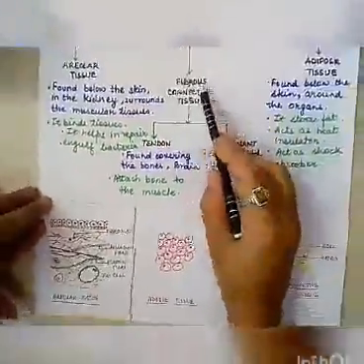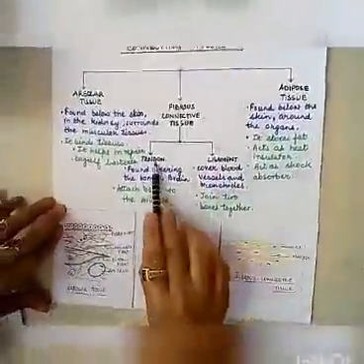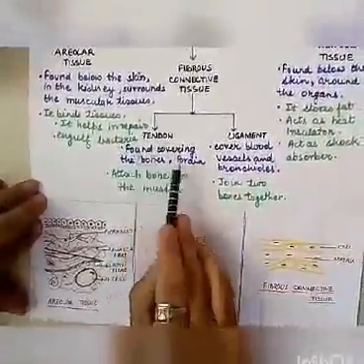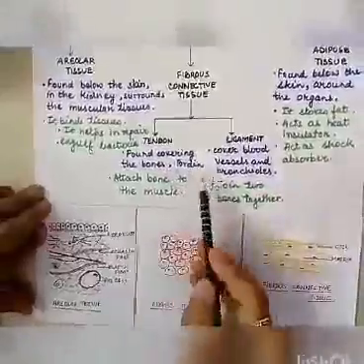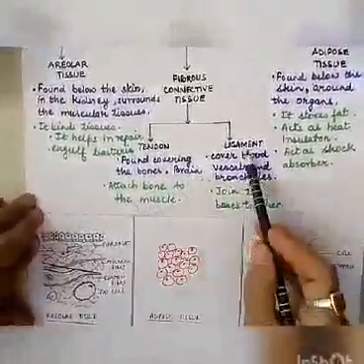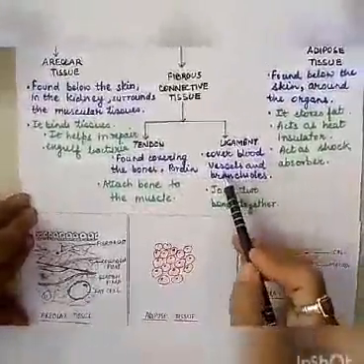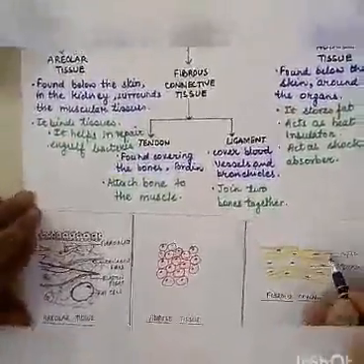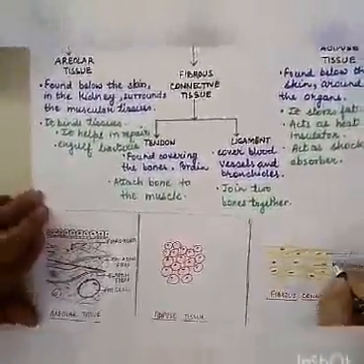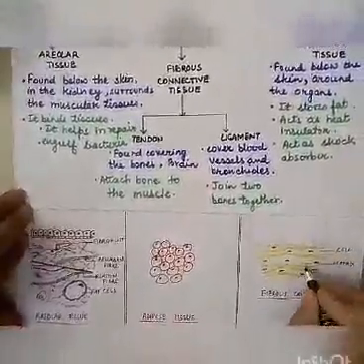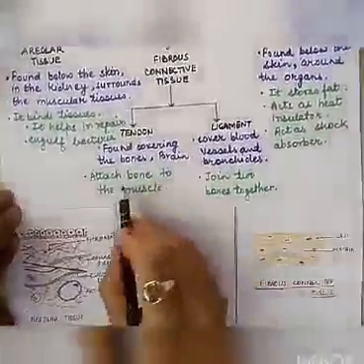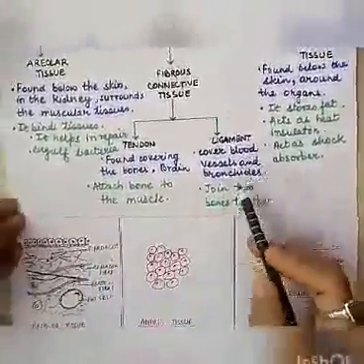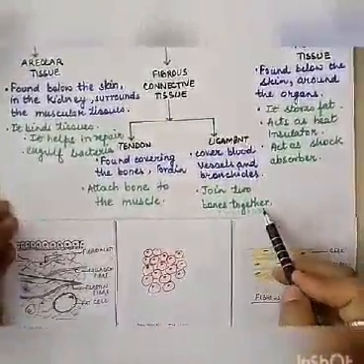The second type is the fibrous connective tissue. Two types are there: tendons and ligaments. Where do you find tendons? Tendons are found covering the bones, and ligaments are found covering the blood vessels and the bronchioles. This is the structure of the fibrous connective tissue. You see, this is the cell, and this is the matrix. The function of the tendon is to attach bone to the muscle, and the ligament joins two bones together.